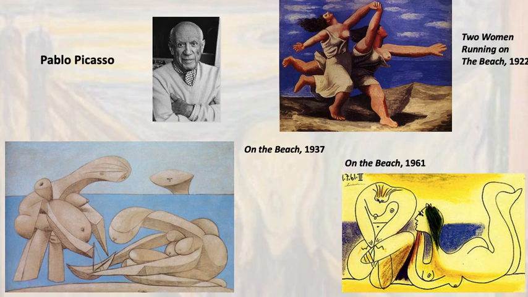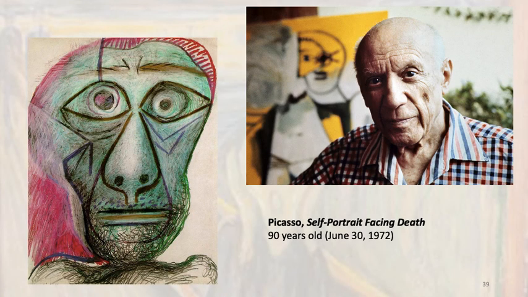Here's again Picasso, 1922, Two Women Running on a Beach. 1937, On the Beach, much less realistic. And then 1961, you see almost cartoon-like Picasso creating these images flat on the canvas, not really even attempting any kind of three-dimensionality at all. So with Picasso, we're moving into really modern art and the end of modern art, where I would say we're moving into postmodern art.